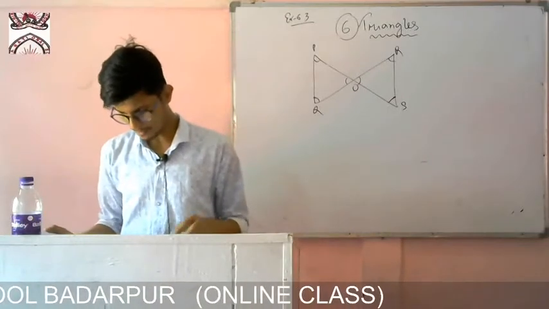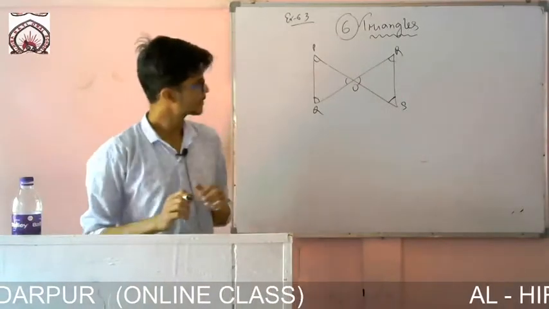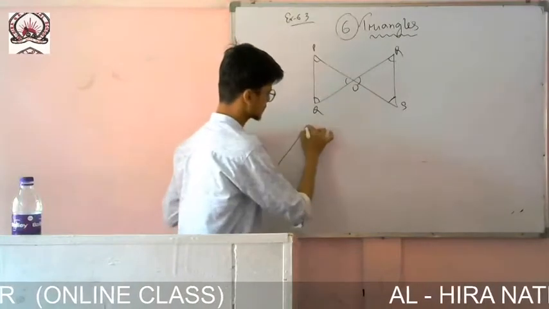Now example number 5, you have to find the side. So two triangles are given like this.